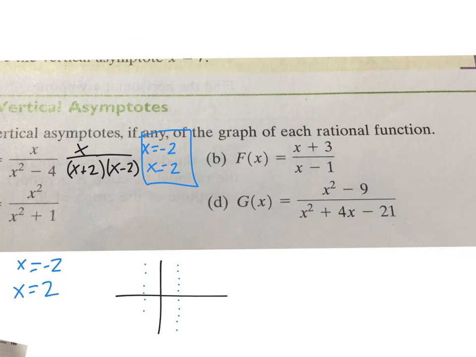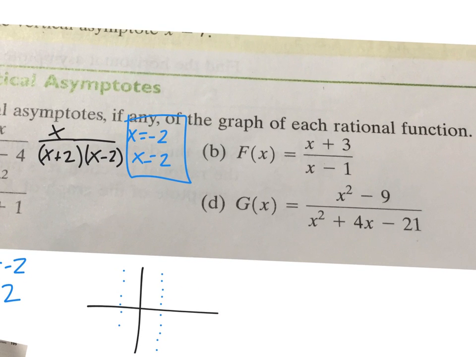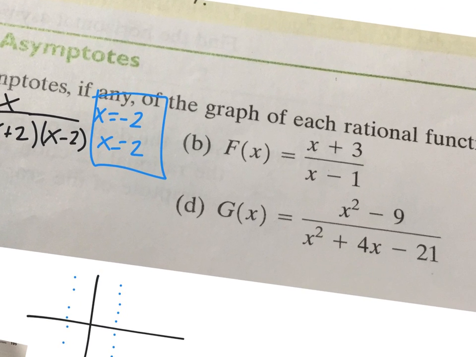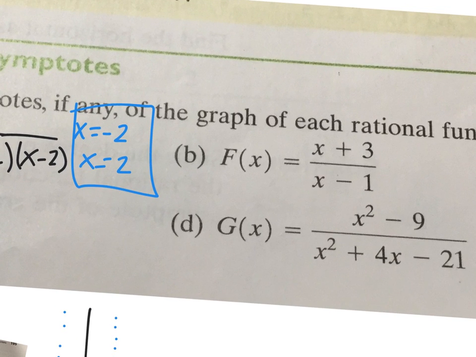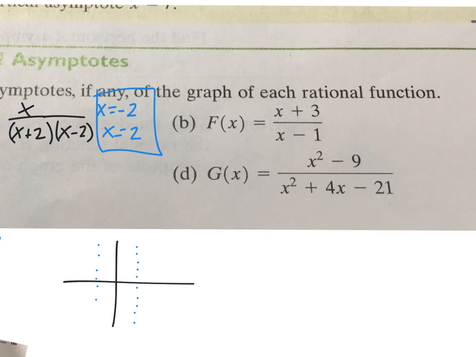Okay, let's look at the next one. I'm given the function f of x equals x plus 3 over x minus 1. I'm asked to find any vertical asymptotes. So first, can I factor the numerator? No. Can I factor the denominator? No. Is there anything I can cancel out as a common factor? No. So where are the vertical asymptotes? Where the denominator equals 0, which is at 1. So for this one, there is a vertical asymptote at x equals 1.